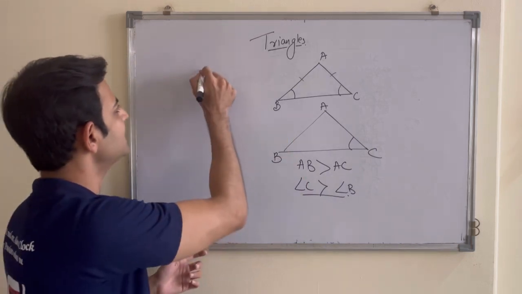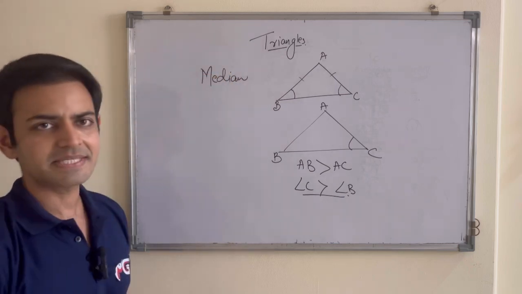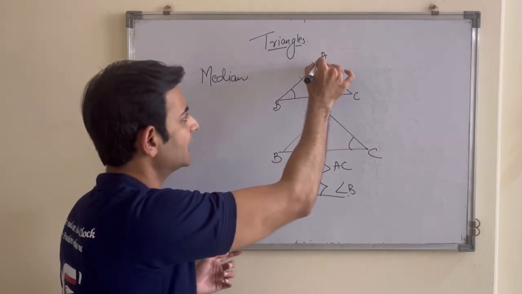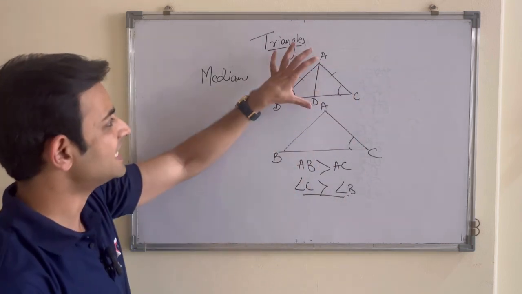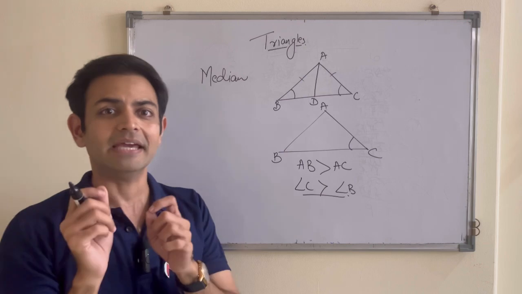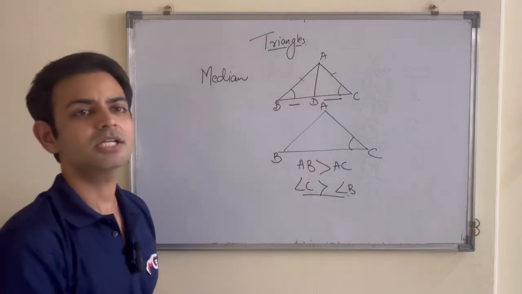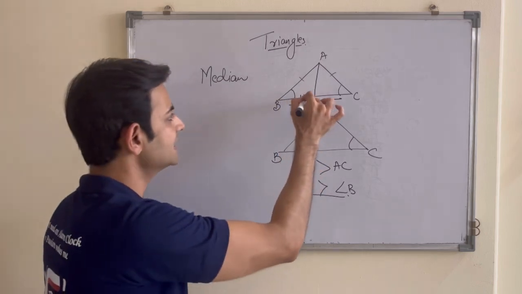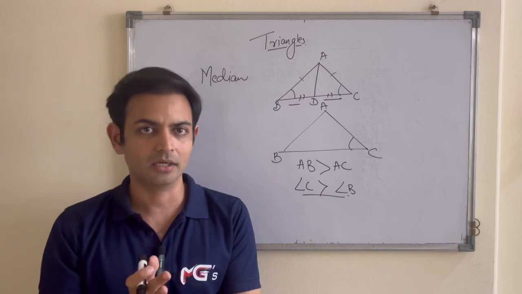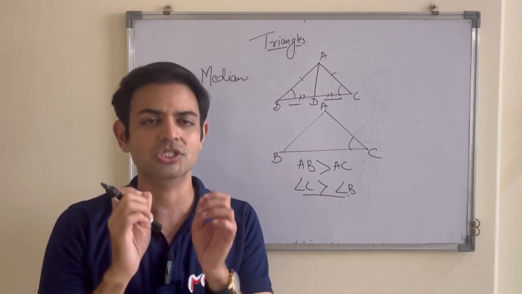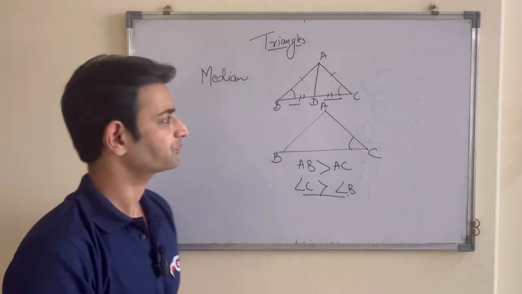So first is median. For example, if I have a line from A to BC and it touches at D here, and if I say AD is the median, that means it will divide BC in two equal parts, which means this will be equal to this. It does not say it will be perpendicular or make 90 degrees. It is just saying it will divide it in two equal parts.